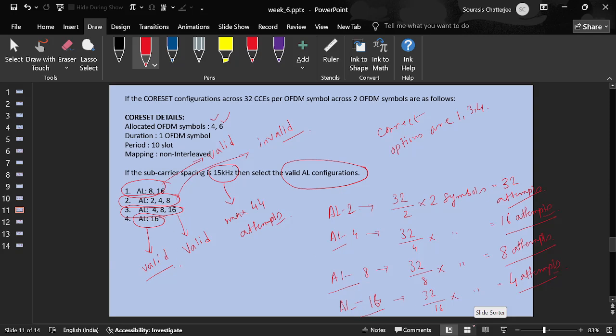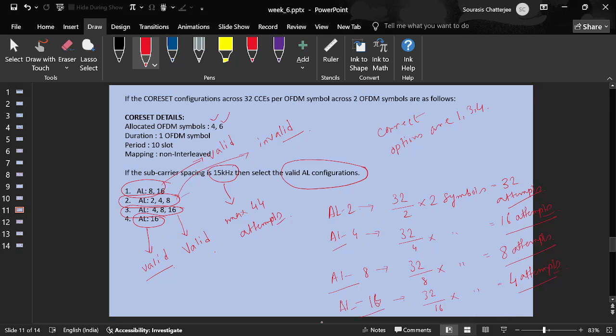Let's talk about 4, 8 and 16. At 4 there are 16 attempts, at 8 there are 8, so 24, and at 16 another 4, so a total of 28, which is below 44, so that is also a valid configuration. And aggregation level 16 alone has only 4 attempts, which is also below 44, so it's valid. So options 1, 3 and 4 are valid aggregation level configurations, while the second option is the invalid configuration.